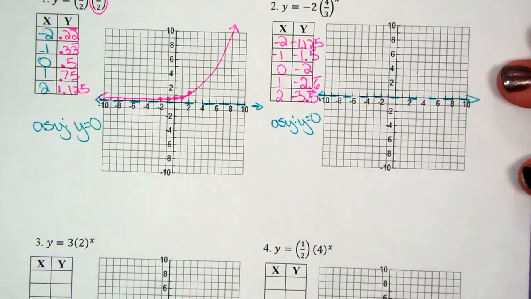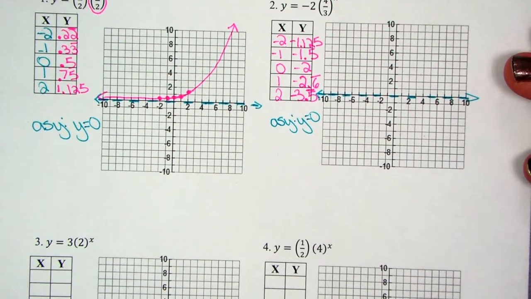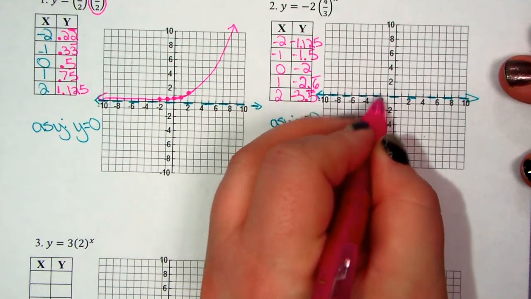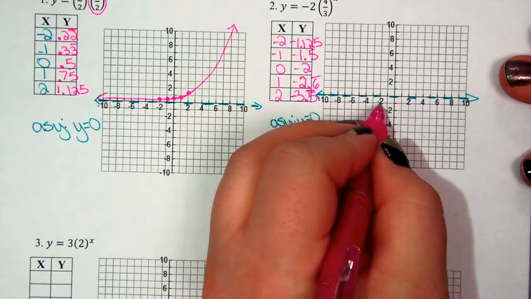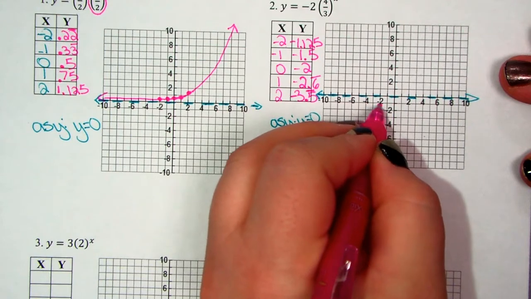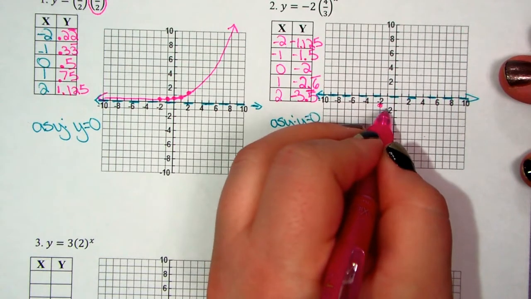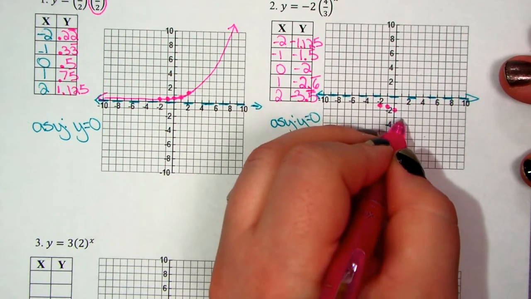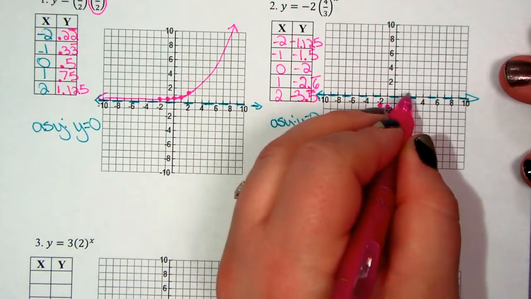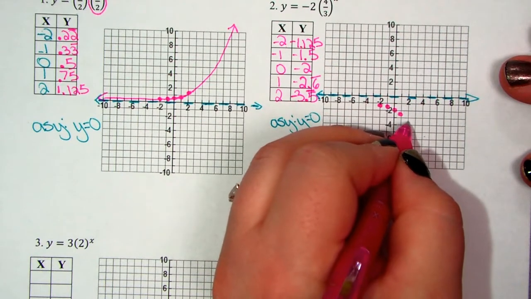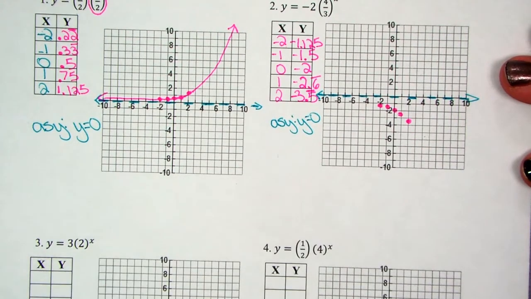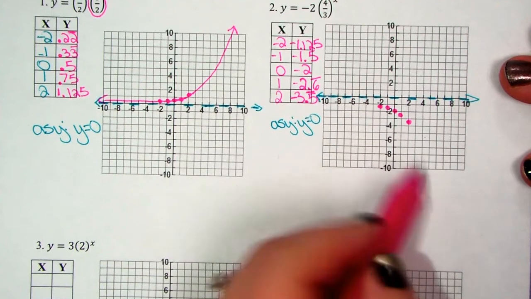Right along that x-axis. Then -2 and -1.125, -1, -1.5, 0 and -2, 1 and -2.6 repeating, 2 and -3.5 repeating. So you can see it's now trending down.